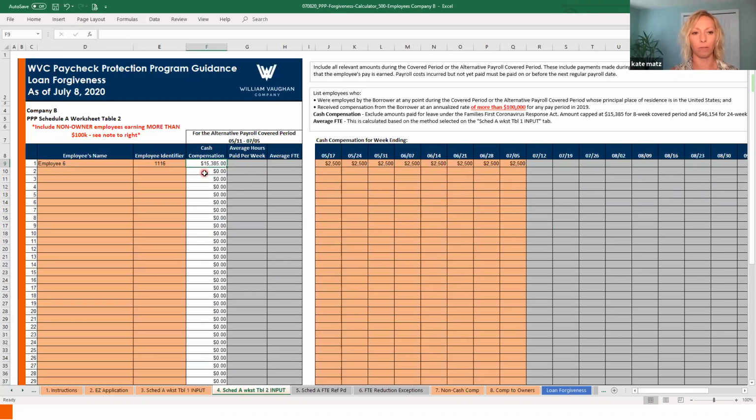However, for this individual, they're above that $100,000 threshold. So even if you include that extra incurred amount for them, it's not going to impact your calculation because they're already capped out.